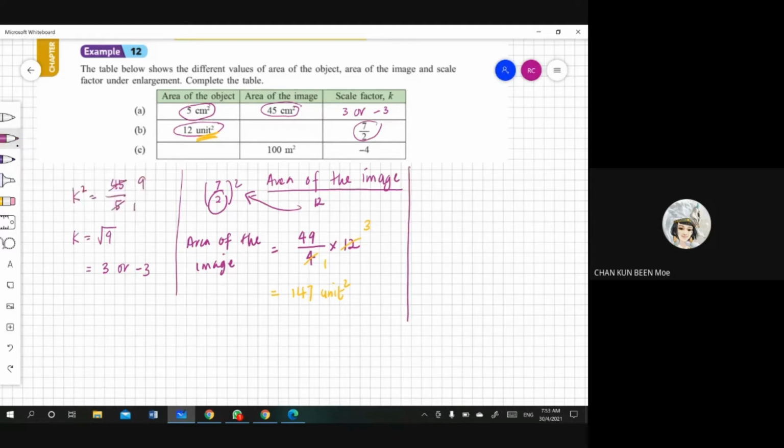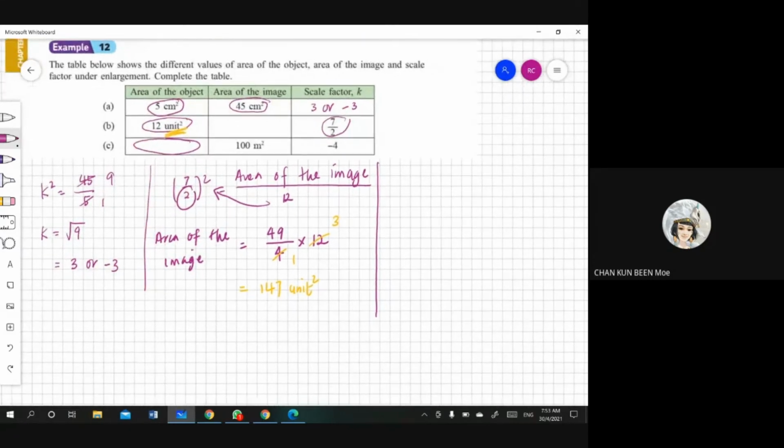Okay, I move on to the third one, C. You were asked to find the area of the object, given the area of the image and also the scale factor. Remember, k squared is equal to the area of the image over the area of the object. So I'm going to write down k squared, negative 4 squared, is equal to the area of the image, 100, over the area of the object. If I'm going to find the object area, I'm going to use the 100 divided by negative 4 squared.